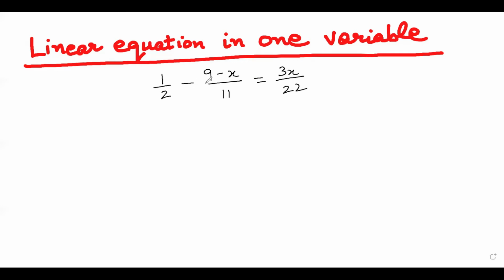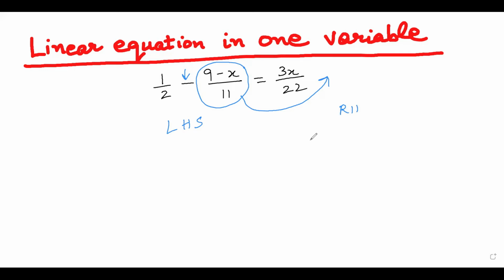Now you can solve these two fractions by taking the LCM. What will be the LCM of these two fractions? 2 11s are 22, so 22 will be the LCM. Or you can do one more thing. You can take this term which contains x to the other side. It has a minus sign here, but when it goes from the left-hand side to the right-hand side, it gets a positive sign. So the sign changes.